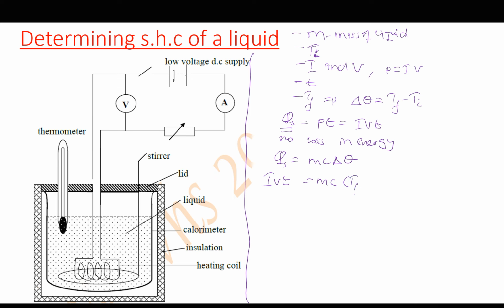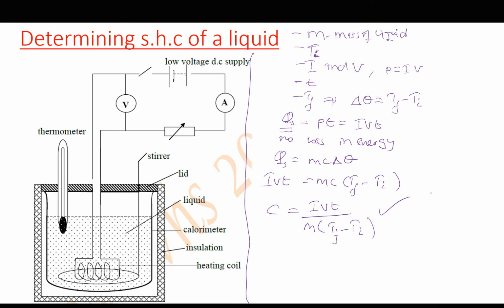So this will be T final minus T initial, close the brackets, which makes the specific heat capacity equal to IVT divided by M into T final minus T initial. So this will be the specific heat capacity. It is not very different from the previous one. Note, here we have also assumed that there is no heat loss to the surrounding, but this is a poor assumption. In practice, we can't avoid heat losses to the surrounding.